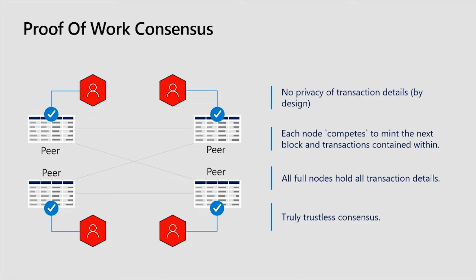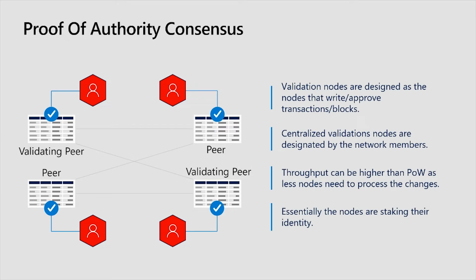Turns out it doesn't work as well in the enterprise, because in the enterprise people will need to know who's on the network, what nodes are on the network, and who has the power to influence change on the network. And that's where we would move over to something like a proof of authority consensus.